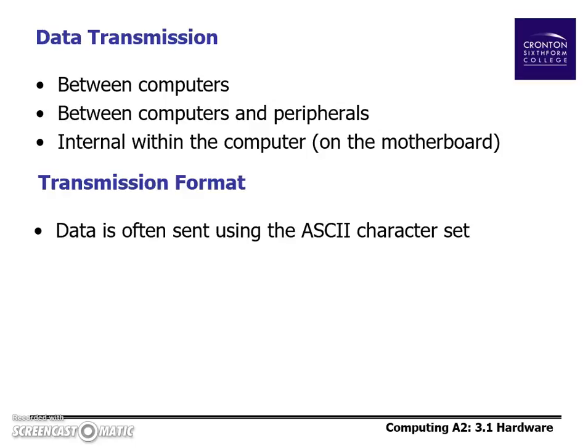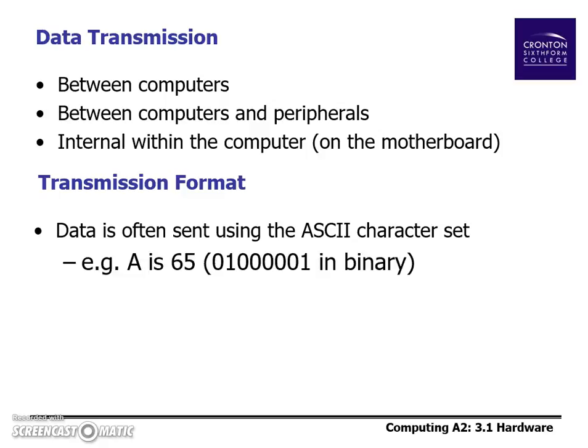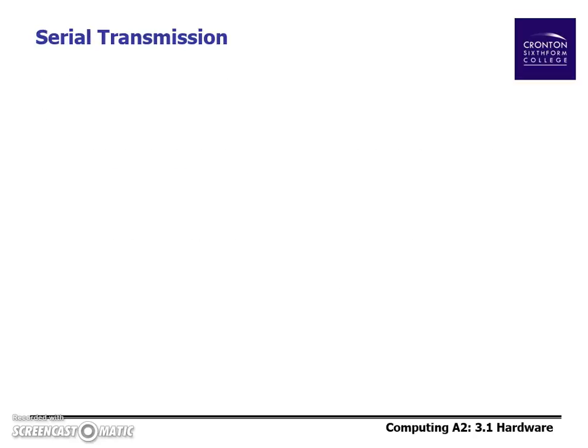Okay, so the transmission format: data is usually sent using the ASCII character set. So for example, A is 65, which is represented as 01000001 in binary. B is 66, and there is the binary representation.